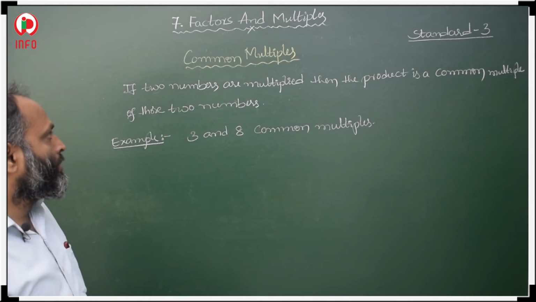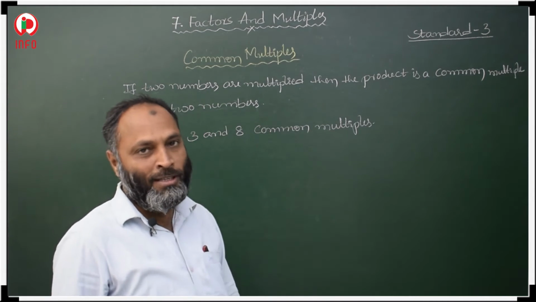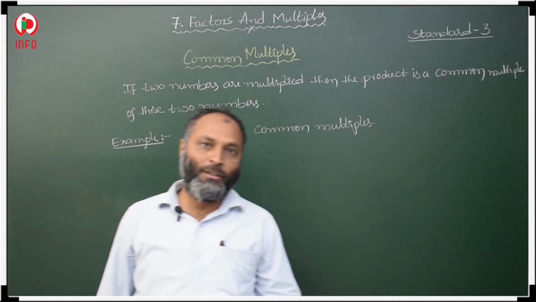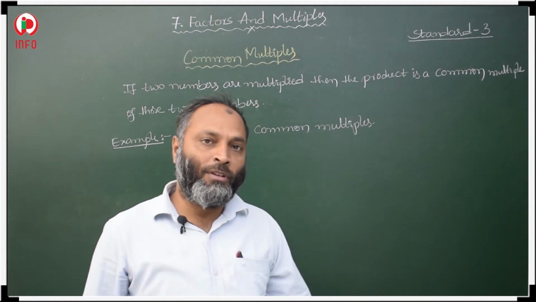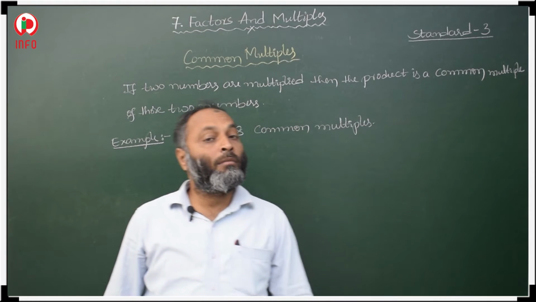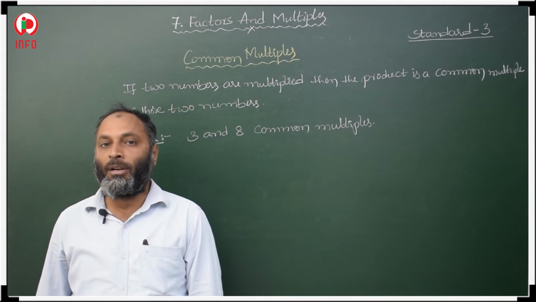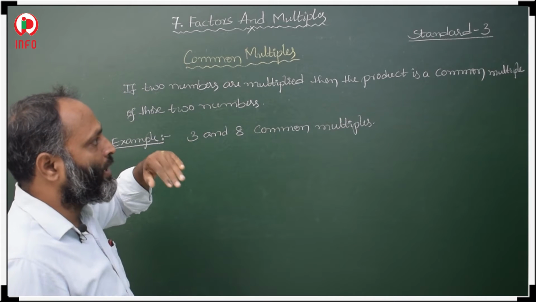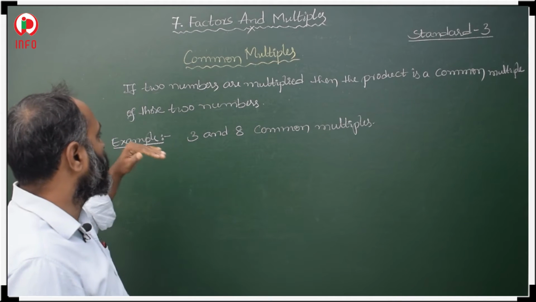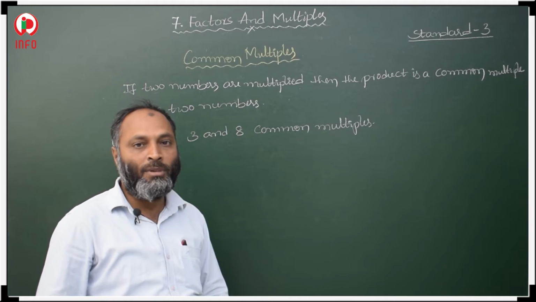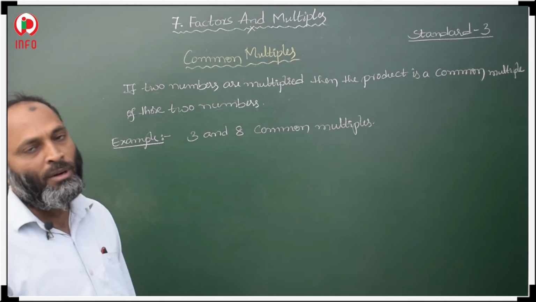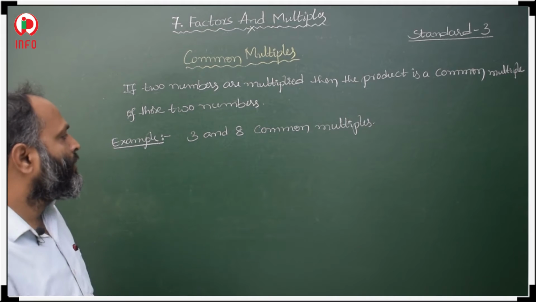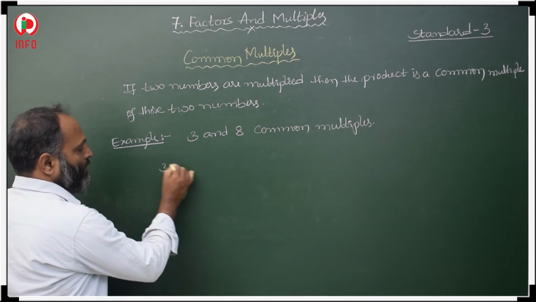Now see here, common multiples. Before, when we discussed common factors, to find them we first wrote the factors of all the given numbers, and then whatever was common we wrote. But in common multiples, how do we write them? Here, first, if two numbers are multiplied, then the product is a common multiple of those two numbers. What are the common multiples that we have to write? For example, here 3: first you write 3 multiples.